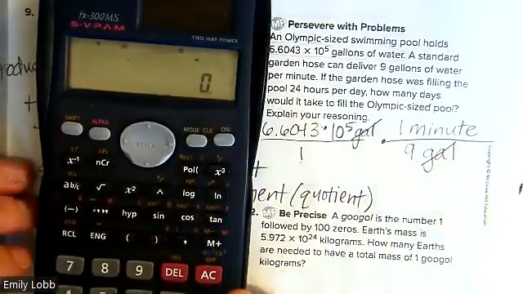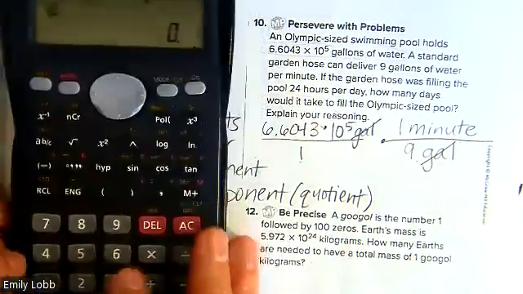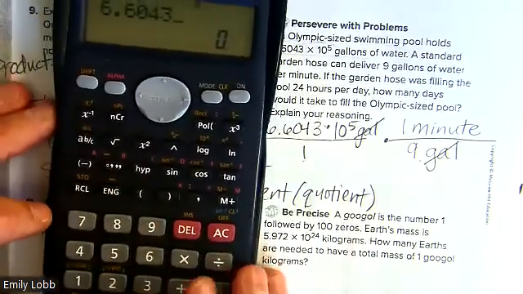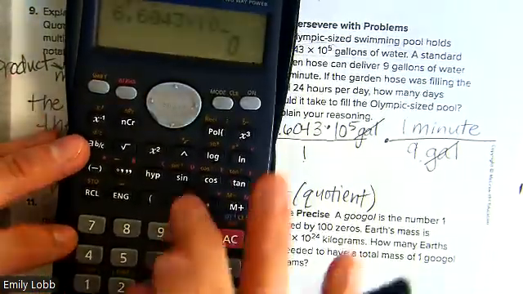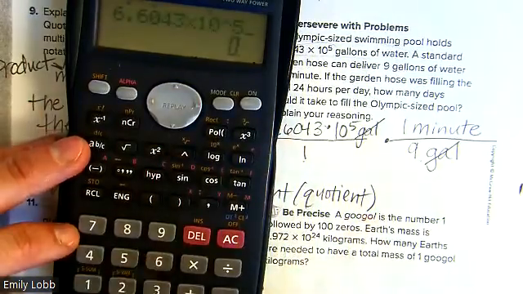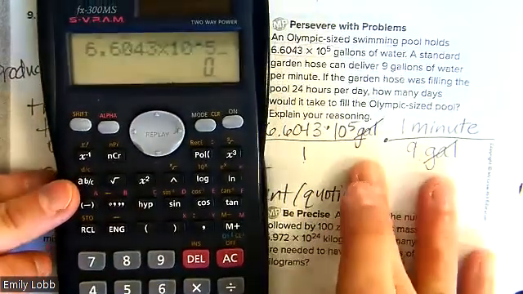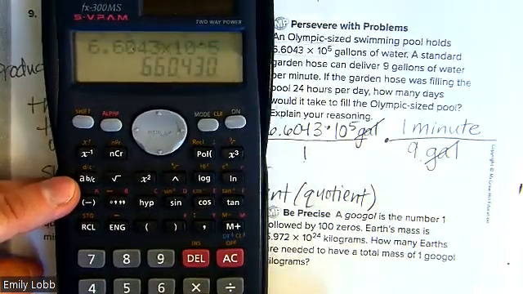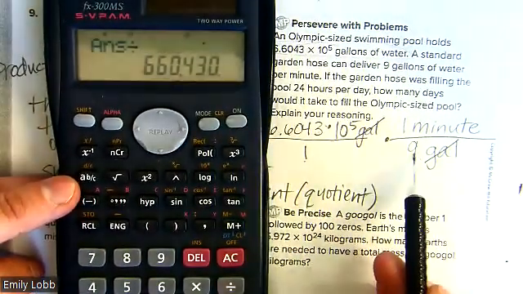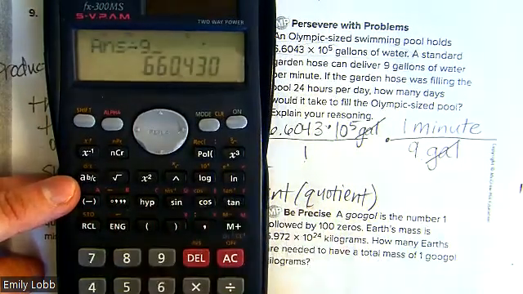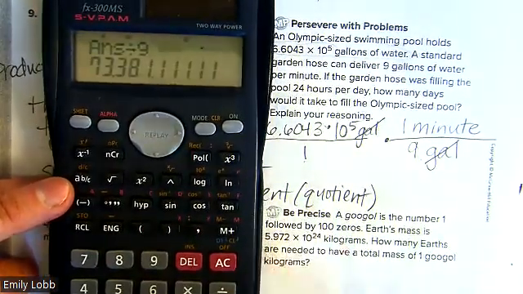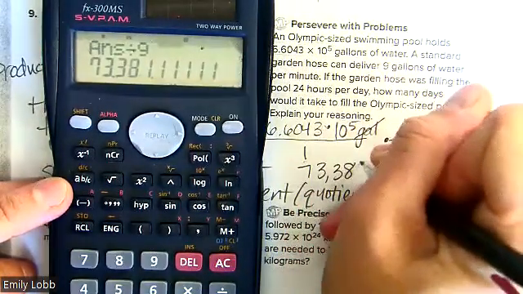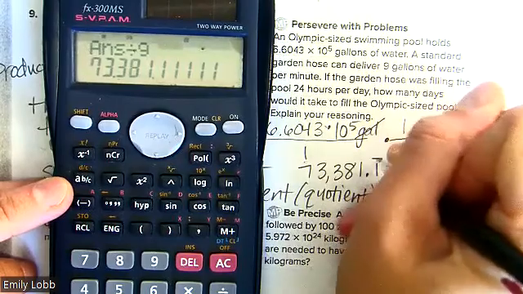So I might say 6.6043 times 10 to the 5th power, right? I'm gonna just put it into standard form now, is equal to this, and I'm dividing by what? 9. This gives me how many minutes? 73,381.1 repeating.